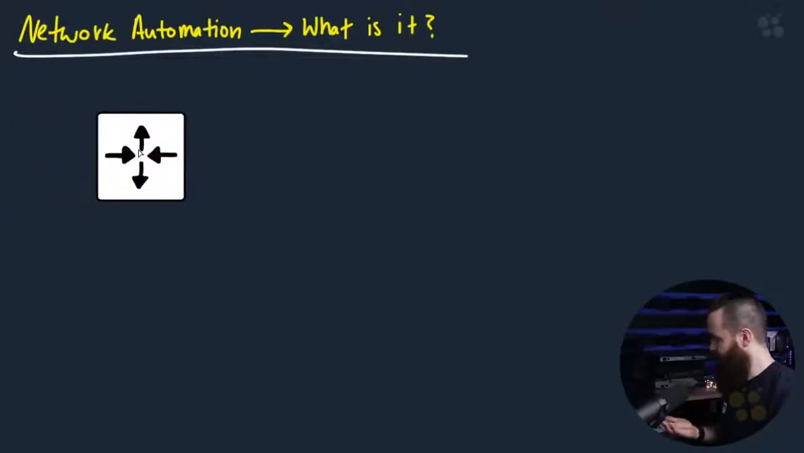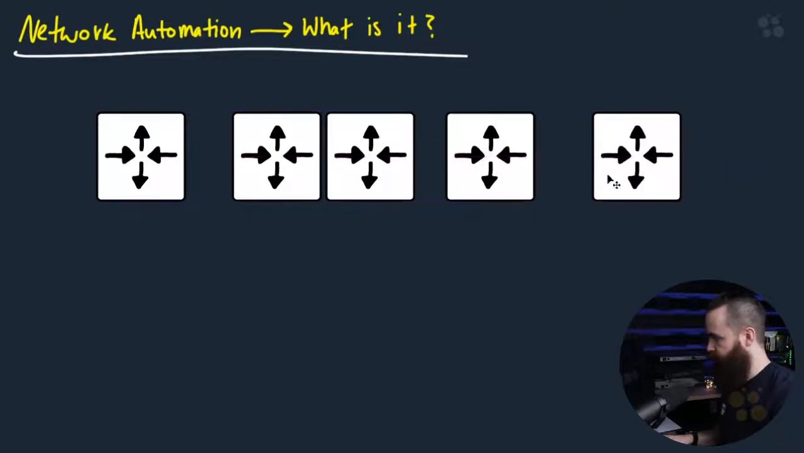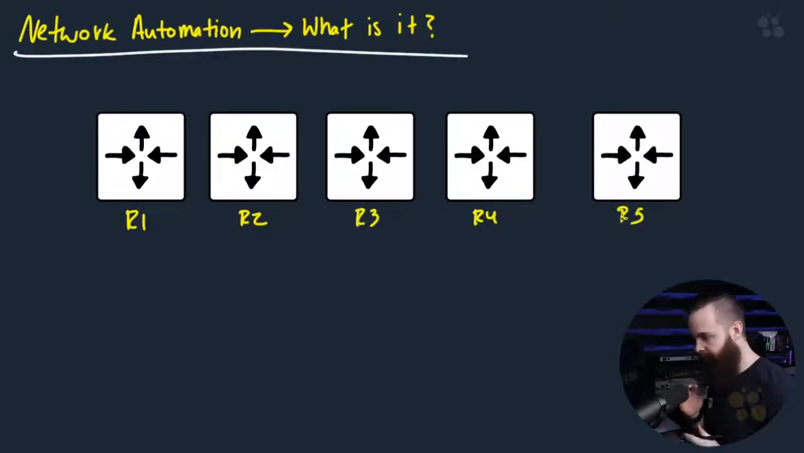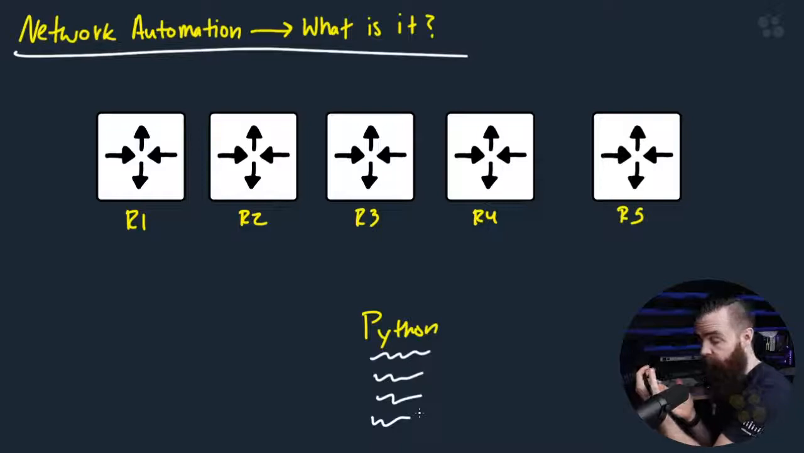I have 5 routers that I wanted to configure with OSPF. 1, 2, 3, 4, 5. Notice what I did not do. I did not log into these devices via command line and put in the command like router OSPF. Instead, I had this handy dandy Python script. Python is a programming language that you'll see everywhere when you're talking about network automation. You need to learn it. You should learn it.